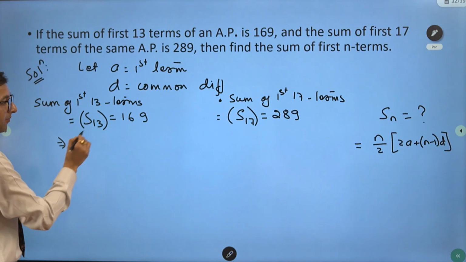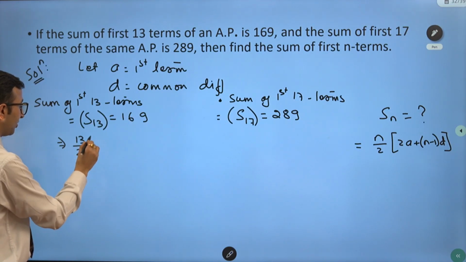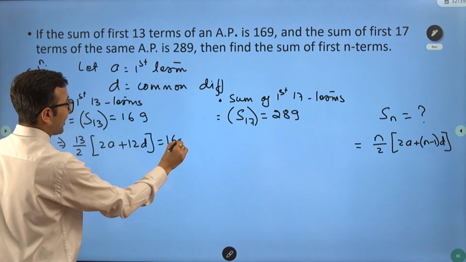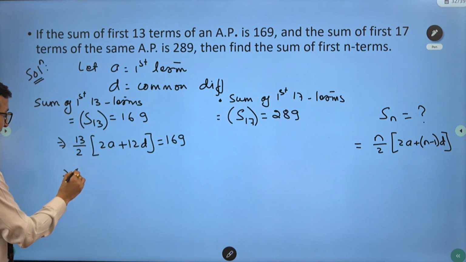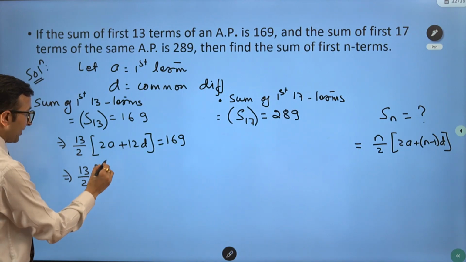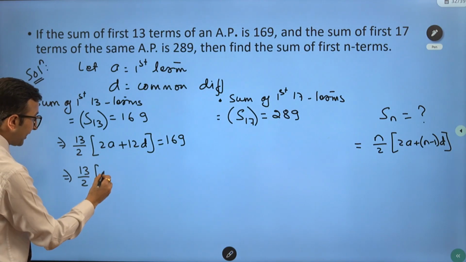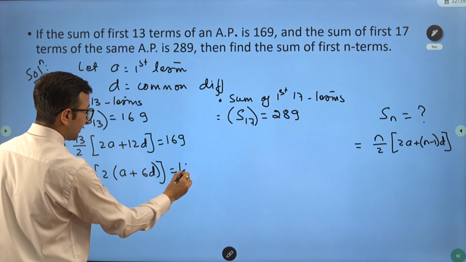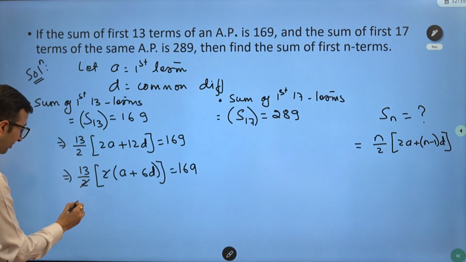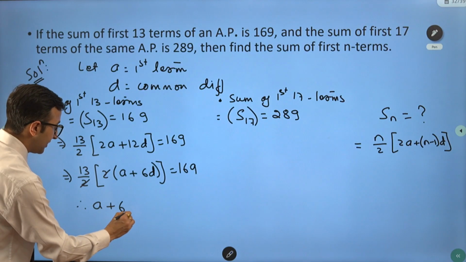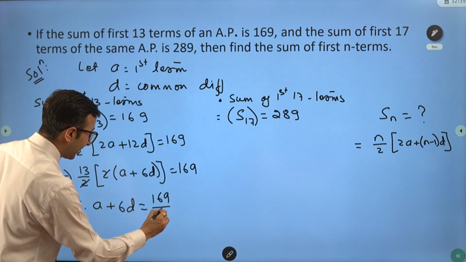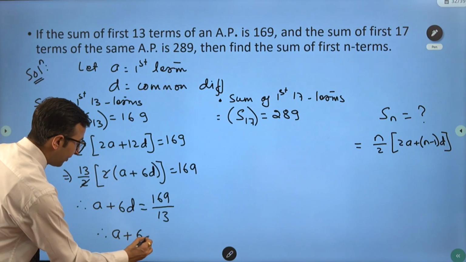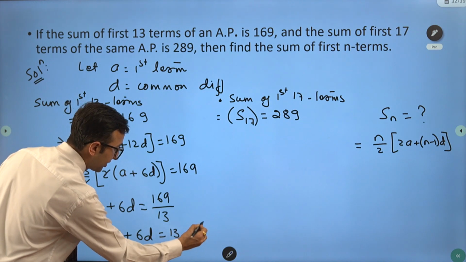So we'll use the main formula: 13 divided by 2, 2a plus 12d, equals 169, because there is n minus 1. If you see here, 2 can be taken as common, so we will have a plus 6d equals 169. This 2 can cancel this 2. So we have a plus 6d is equal to 169 divided by 13. You know that 169 is the square of 13. That's why we have the first equation as a plus 6d equals 13. This is equation number 1.